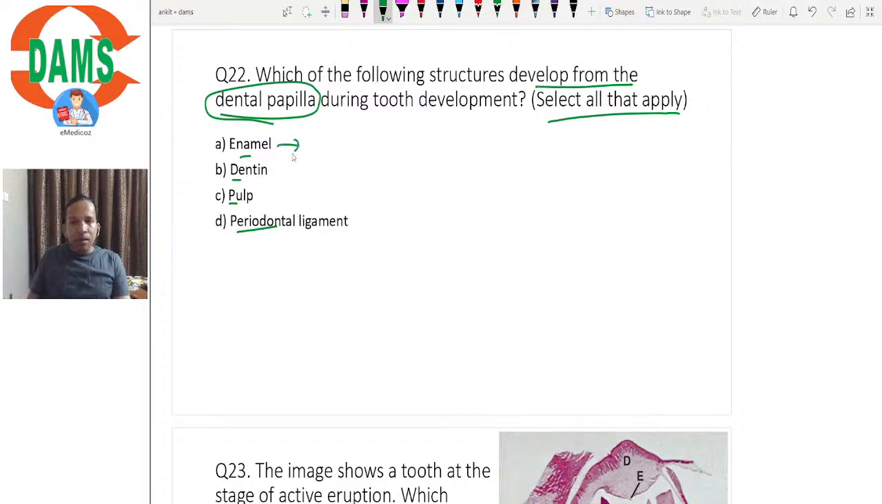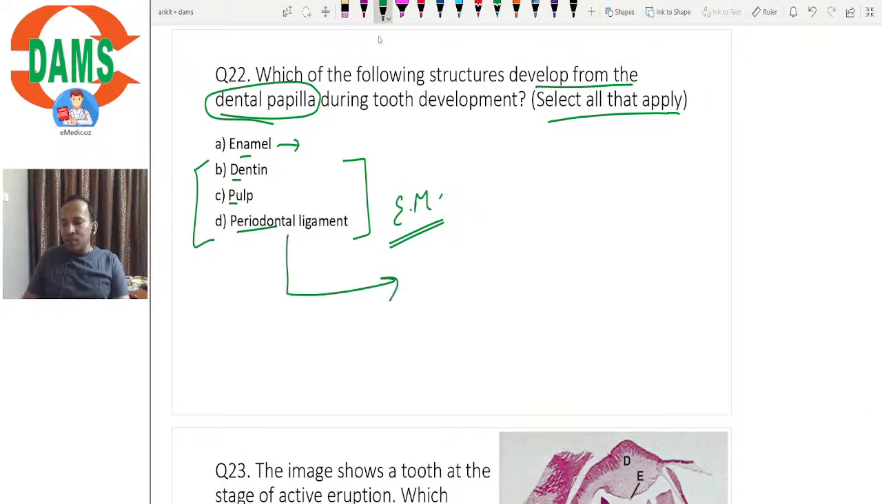Enamel is an ectodermal tissue, isn't it? The rest of these three are derived from ectomesenchyme. Dentine, pulp and PDL are all derived from ectomesenchyme, or you can say neural crest. So which of these is derived from dental papilla? Is it BCD or is it BC? Is it CD or something else? Yes, very good. Dentine and pulp are derived from dental papilla.